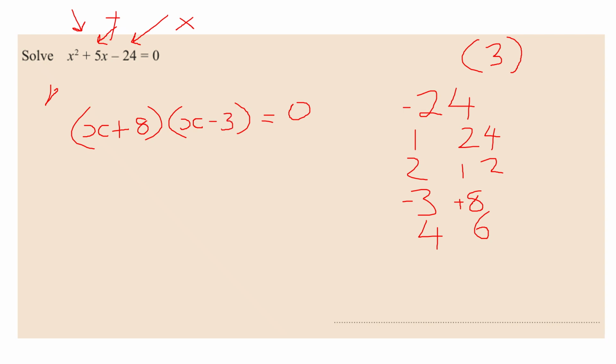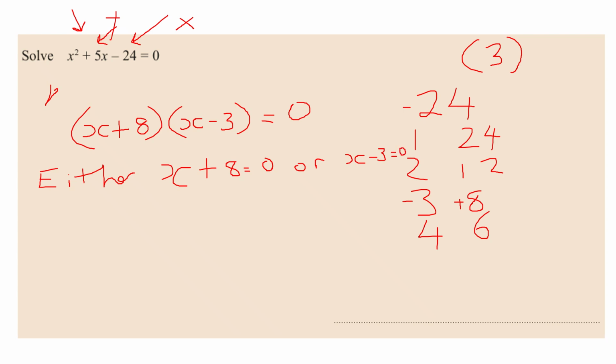Now what next? Well, either the first bracket equals 0 or the second bracket equals 0. So either x plus 8 must equal 0 or x minus 3 is equal to 0. So for the first equation, we're going to have x is equal to minus 8, and for the second equation, we're going to have x is equal to 3.